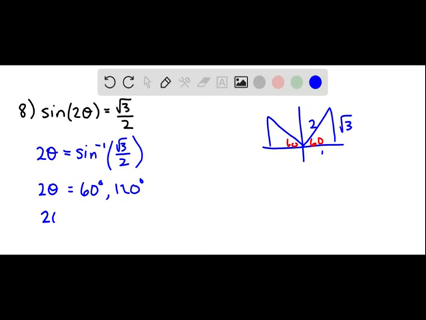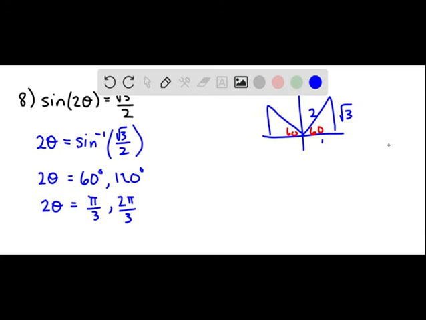Let's put that in radians. 2 theta is equal to pi over 3 or 2 pi over 3. But remember, this is the kind of problem that you want to go around and get a second set of solutions, because you're going to be dividing everything by 2. So going around the circle again, all the way back to the same position in first quadrant, we need to add 2 pi radians to our first answer, and we end up with 7 pi over 3. And then we need to add 2 pi radians to our second answer, and we end up with 8 pi over 3.